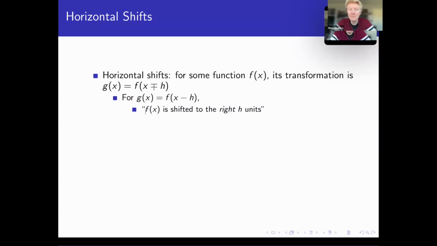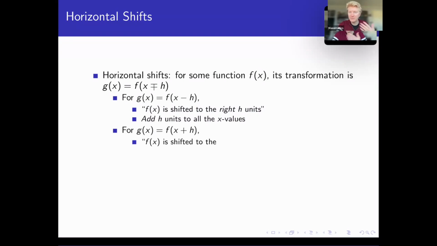So f of x shifted to the right H units, but if we're shifting to the right, that means we're taking all the x values and adding some value. So please be very careful the difference between vertical shifts and horizontal shifts. Vertical shifts, intuitive. Horizontal shifts, counterintuitive. Well, now that you know what f of x minus h is, f of x plus h would be a shift to the left h units, right? We like plus to mean right, but it doesn't here in horizontal shifts. In this case, we would subtract h from all the x values.